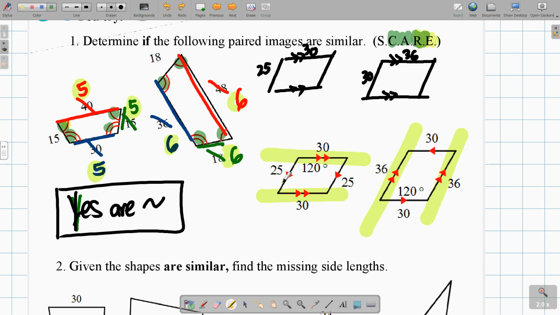So our angles may be congruent here, but if you check the sides, the 30 to 36, 6 goes in there 5 times, and 6 goes in here 6 times. 5 goes in here 5 times, 5 goes in here 6 times, and so you notice the ratios are equal. So this one is yes, it's also similar.